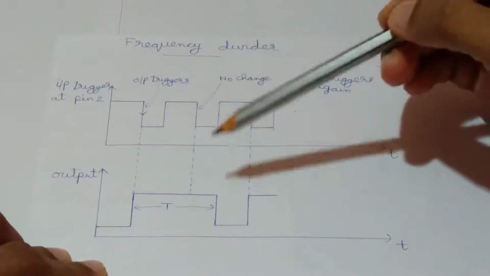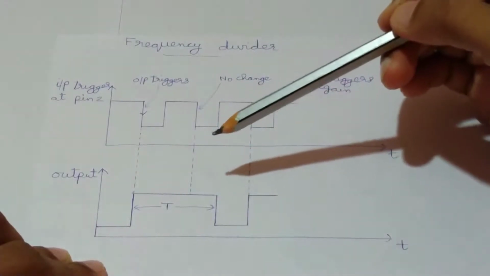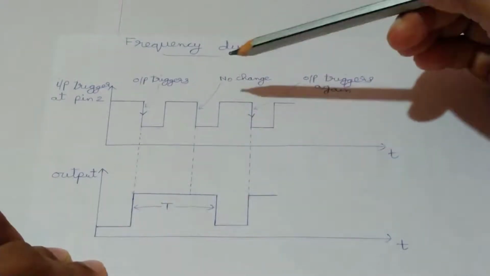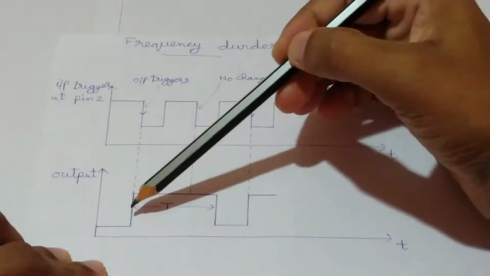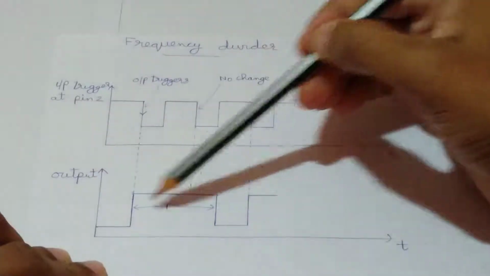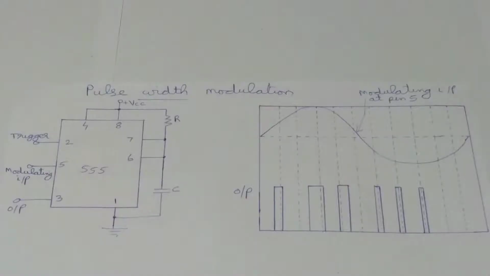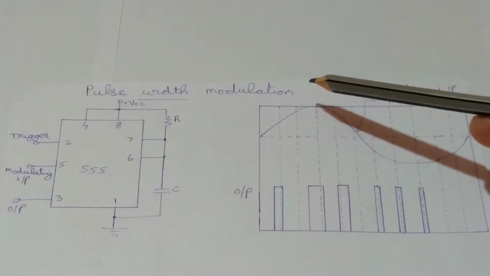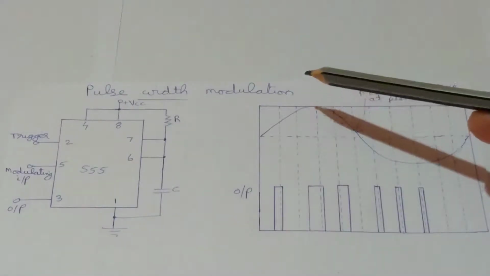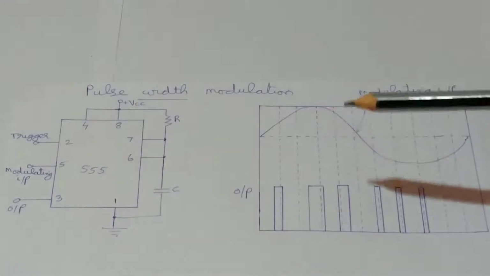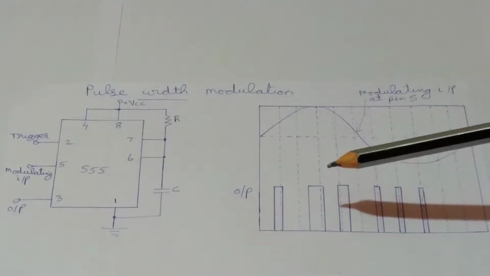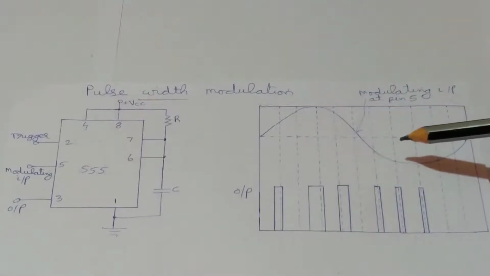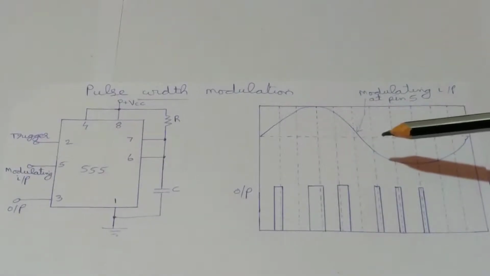Okay, then in this manner the output pulse can be made any integral fraction of the input triggering square wave signal by properly designing this T duration. Now consider the application as a pulse width modulator. We know a pulse width modulation is a technique in which the width of the carrier pulse changes according to the instantaneous amplitude of the modulating input signal.